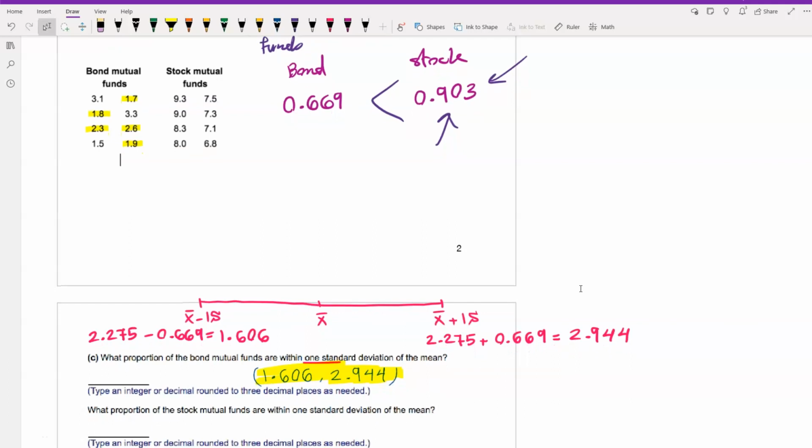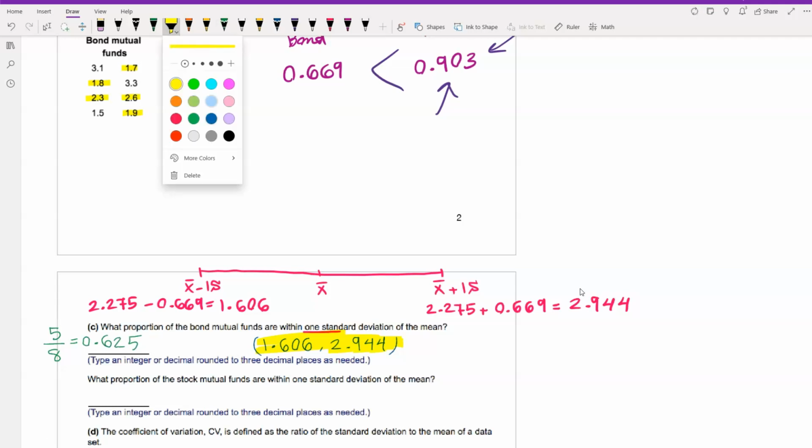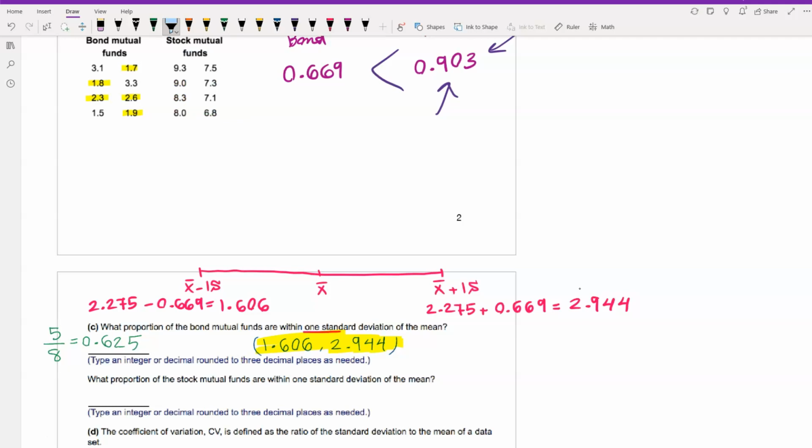Now it's asking for proportion. So out of 8 numbers that we have for bond mutual funds, 5 numbers are within one standard deviation. So we have 5 divided by 8. The answer is 0.625. So this is the final answer.